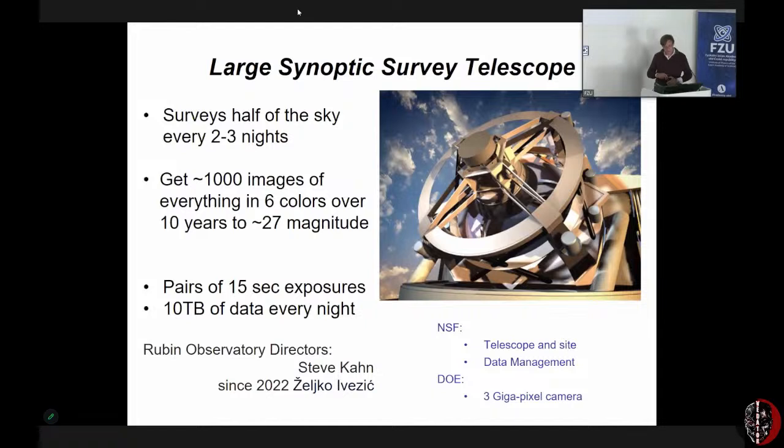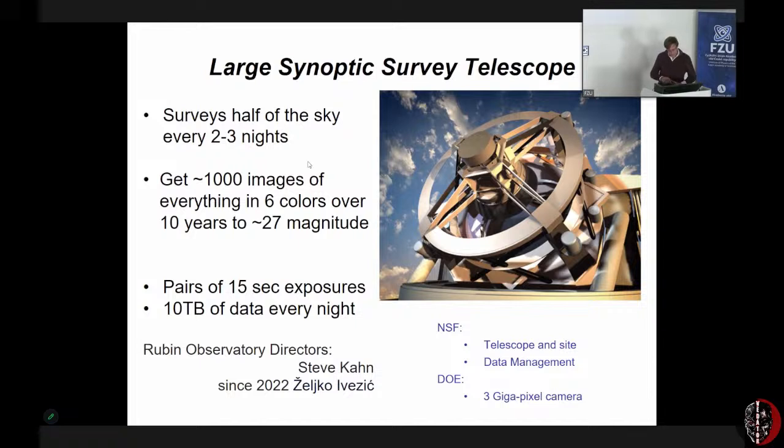Okay, so just to give you a quick overview, the telescope needs to be fast, so it surveys half of the sky every 2 or 3 nights. That's much faster than before. You get 1,000 images in 6 colors over 10 years of the same patch of the sky, and see stars to the 27th magnitude after co-adding. The exposure will be pairs of 15-second exposures, though now it's drifting more towards one 30-second exposure. And that would correspond to 10 terabytes of data every night.